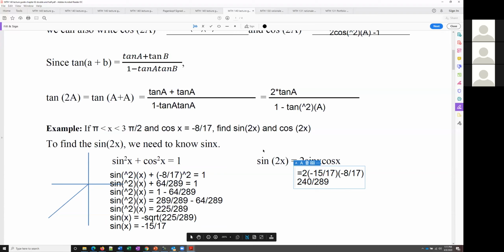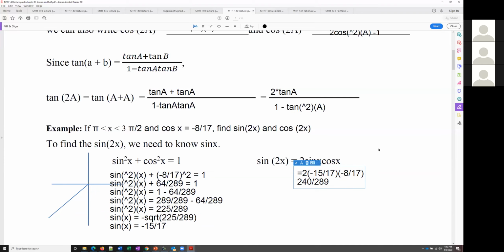Okay, so the negative. Why did we use the negative? We've got a number squared equals 225/289. There's two solutions to that equation. It's either the positive square root or the negative. And because we're in quadrant number 3, sine is negative. Remember, sine is going to be the y coordinate if we're on the unit circle, and y is negative in quadrant number 3. Does that make sense? Thank you for asking.